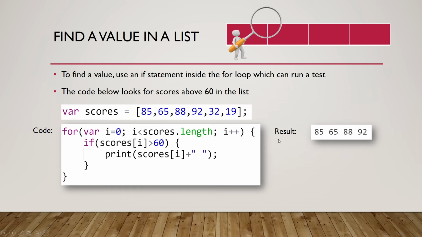Let's say we're trying to find a value in the list. Well, we need to combine then a for loop with an if statement so that we look at each number in our list and say, if that number is greater than 60, then let's print it. So this algorithm prints a number if it's greater than 60. So that's what we get, 85, 65, 88, 92 as the result.